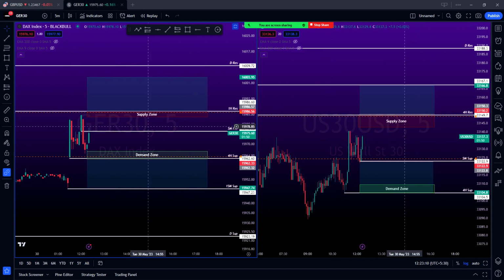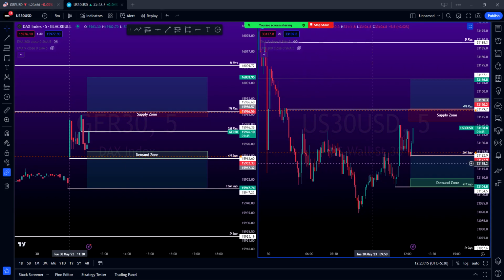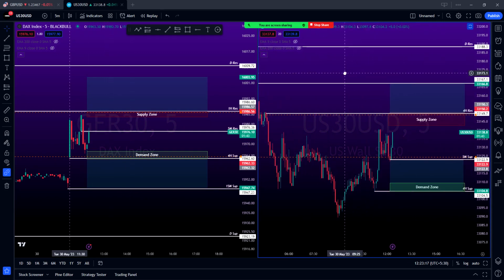German 30 and US 30 are not doing much, but if this breaks out, this will be a good break of structure for us.